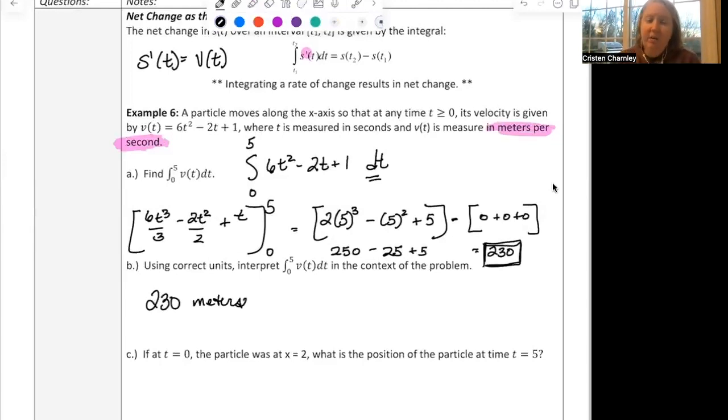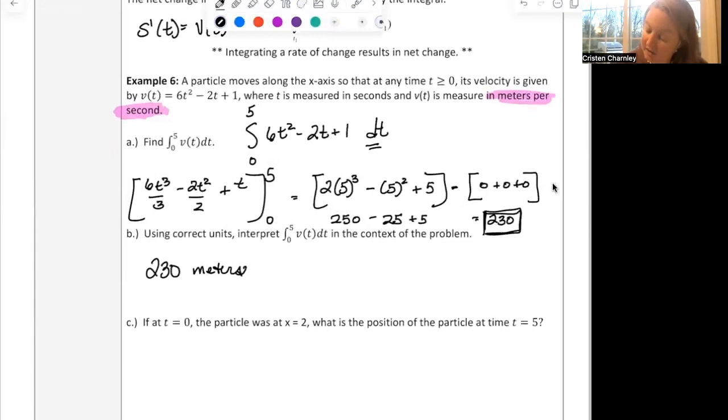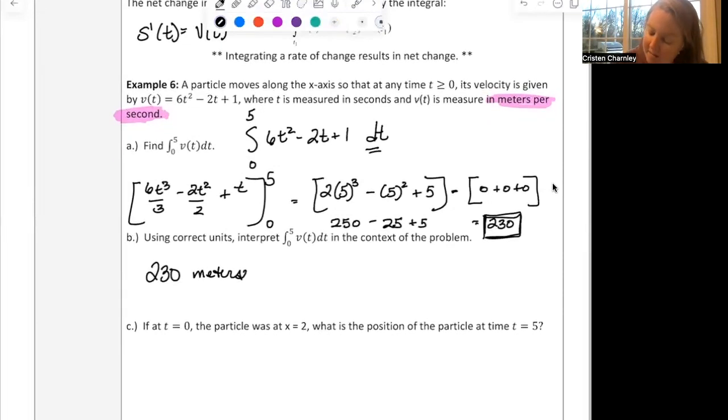Now, great, 230 meters, but we need to reference those times. We need to talk about 0 and 5, because if I do this whole problem again between 10 and 15, I'm going to have a different answer. So you need to make sure that we're talking about 230 meters. This would technically be displacement, not total distance traveled. 230 meters displaced from time equals 0 to time equals 5.